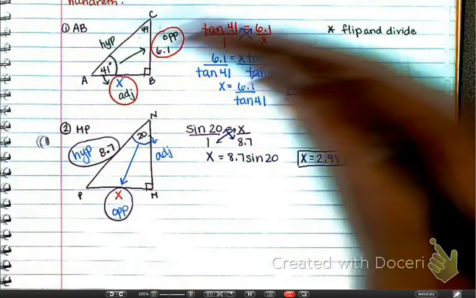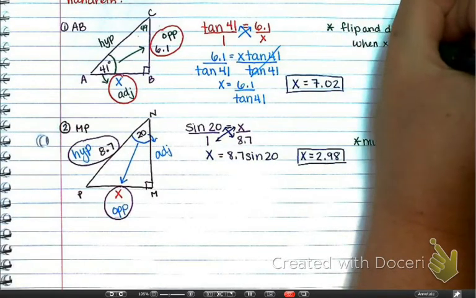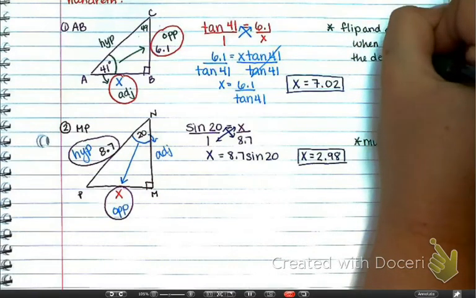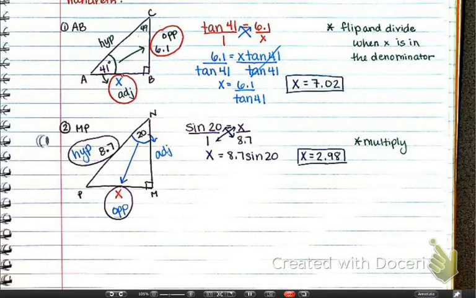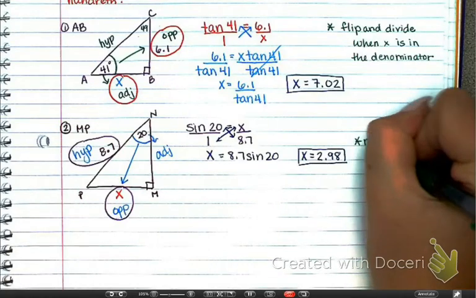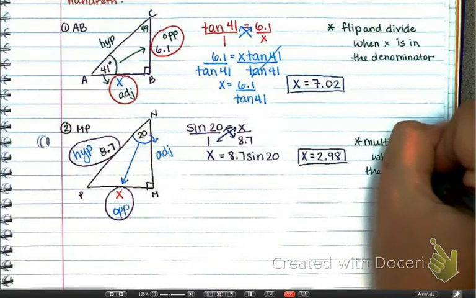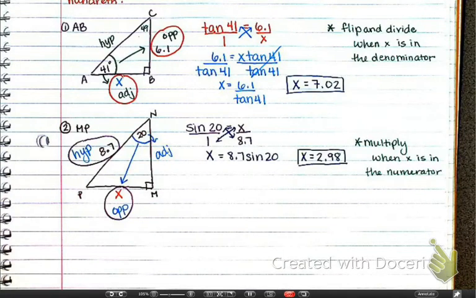This is when x is in the denominator. And then we are going to multiply when x is in the numerator. And it doesn't have to be an X. It could be a K. It could be an L. Whatever letter you use is fine. But your variable, when it's in the denominator, you flip and divide. When it's in the numerator, you're going to multiply.